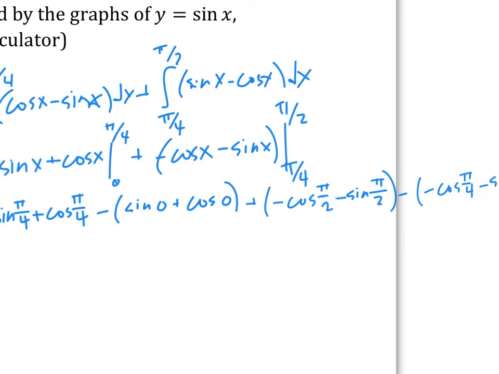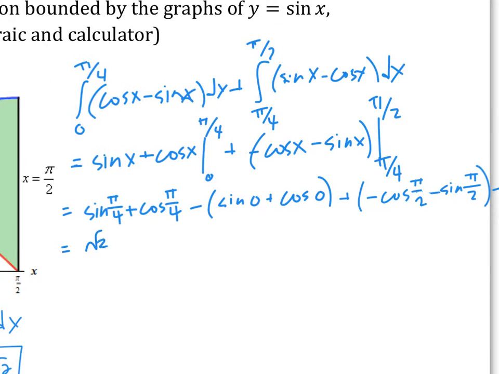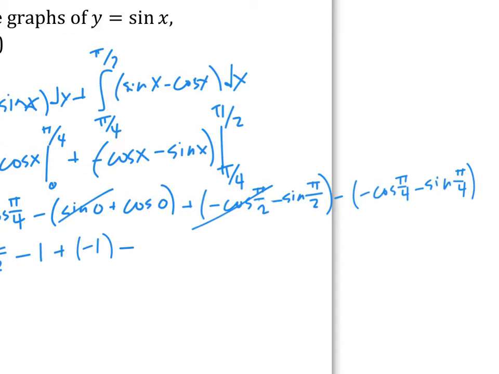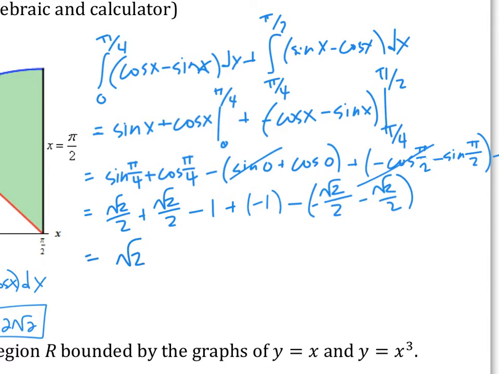Sine of pi over 4 is square root 2 over 2, plus square root 2 over 2. Sine 0 is 0. Cosine 0 is 1. Plus, cosine pi over 2 is 0. Sine pi over 2 is 1, so that's a negative 1. Minus cosine pi over 4 is square root 2 over 2. There's a negative in the front, and then minus square root 2 over 2. Okay, simplify. Square root 2 minus 2 minus... so 2 root 2 minus 2.